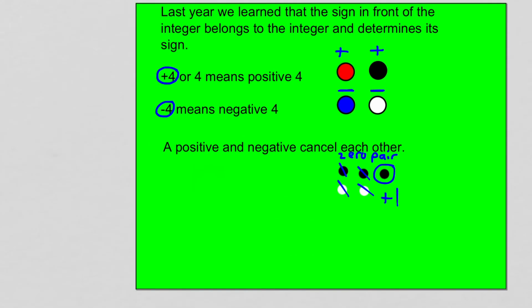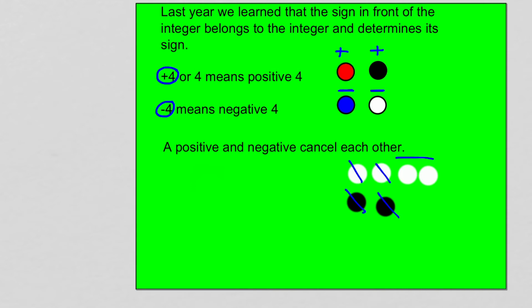Okay, so that's what the integer model says. Every time you have a positive and a negative, they cancel each other out. Okay, let me just erase that. We'll look at another example. Let's say I had 4 negatives, and then I had 2 positives. Okay, so then our integer model says every time we have a positive and a negative together, they cancel each other out. And we're left with 2 negatives.